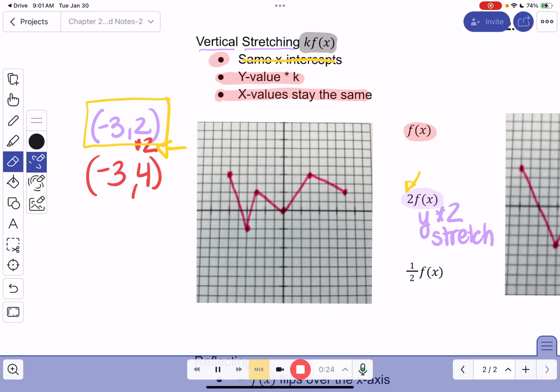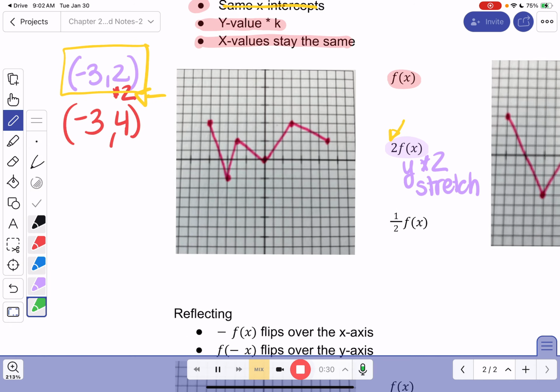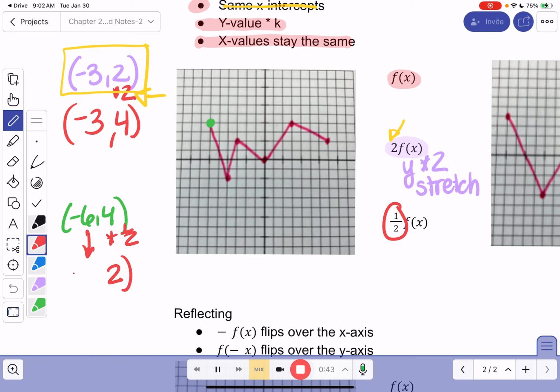So when you multiply by a whole number, we stretch it. Now I'm going to erase it, and we're going to do it with a fraction, 1/2. So this point right here is negative 6, 4. This is telling us to multiply y by 1/2. So half of 4 is 2. Our x stays the same, so that point becomes negative 6, 2. If I do this point, that's negative 4, negative 2. Half of negative 2 is negative 1. The x stays the same, so negative 4, negative 1 is the new point.